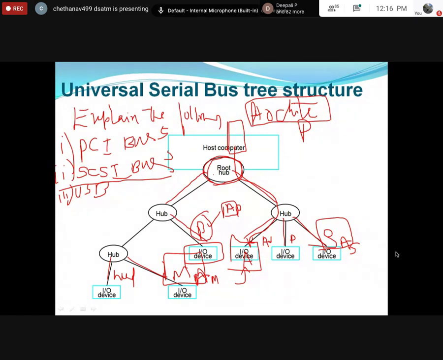Based on the address, you're getting my words. So addressing is very, very important. Each and every device has its own address. Without an address, I can't make out which device is interrupting me, or to which device I can send the data, or from which device I can receive the data. So addressing is very, very important.